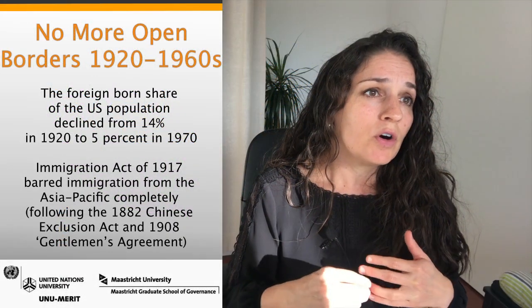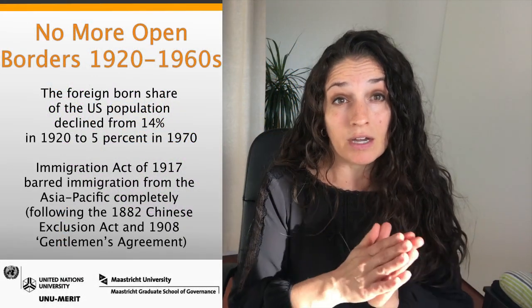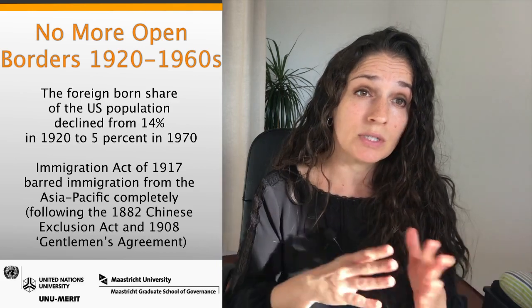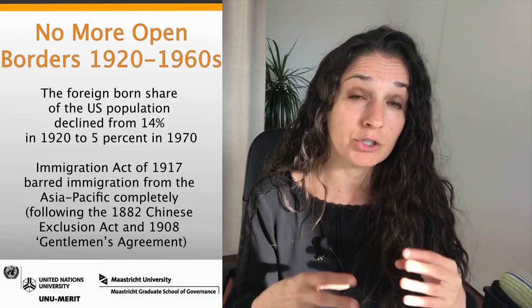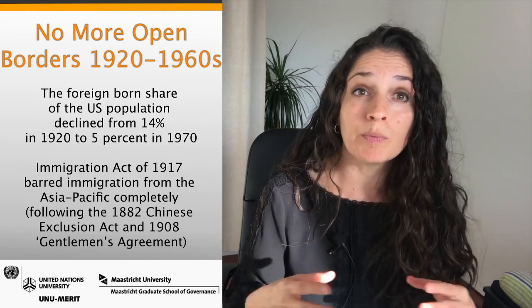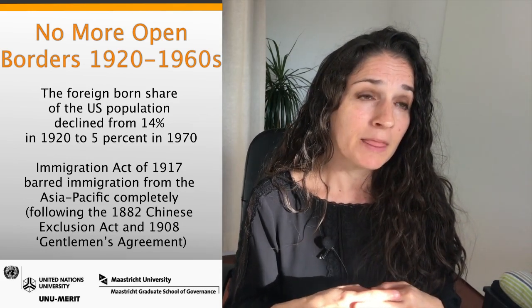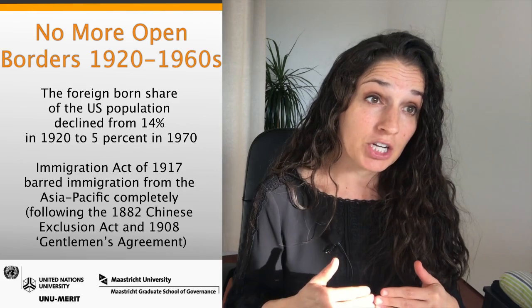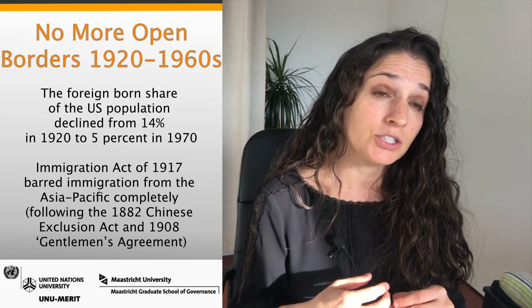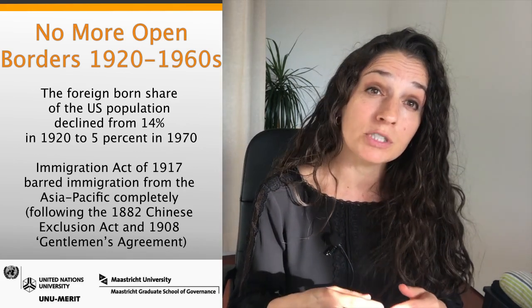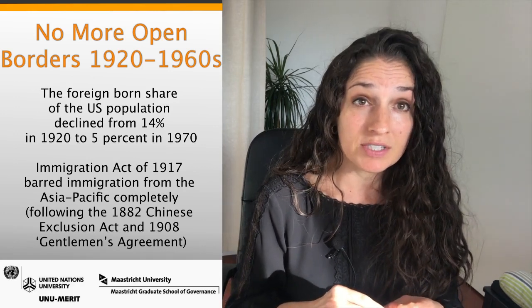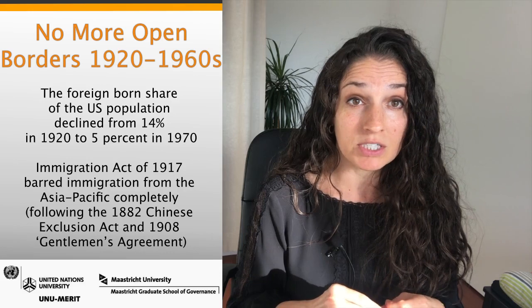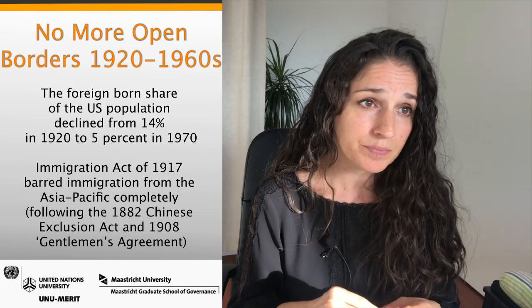Now, if we move on to the period post-1920, between 1920 and the 1960s, this was really a period of retraction, of less open borders than previously. The foreign-born share in the United States population actually declined from around 14% of the population in 1920 to around 5% in 1970. So that's a pretty drastic reduction.